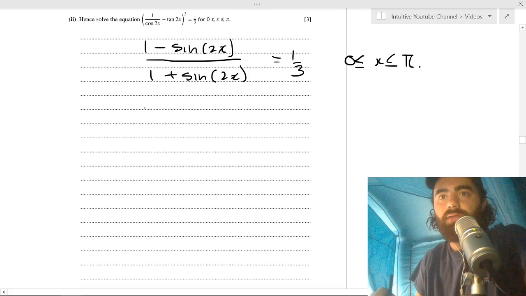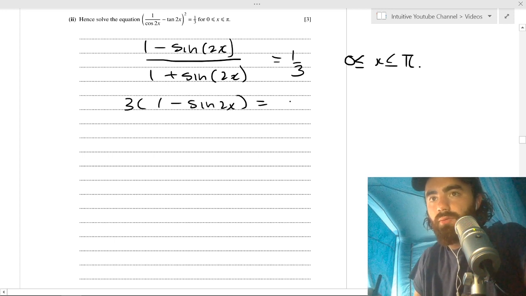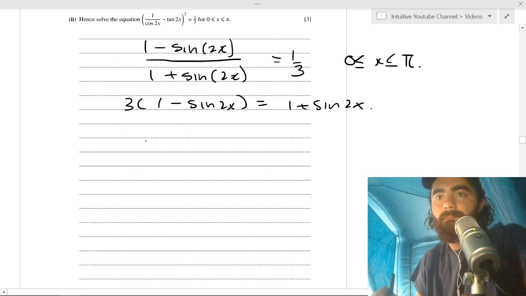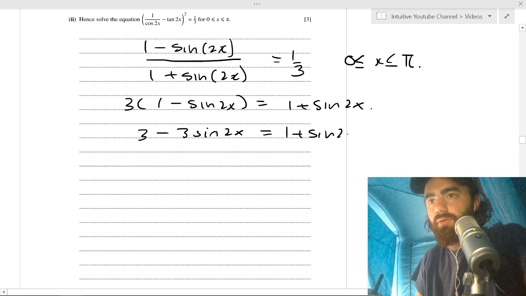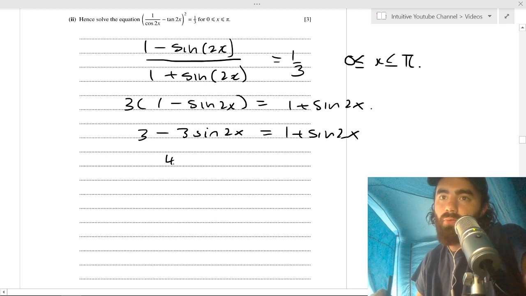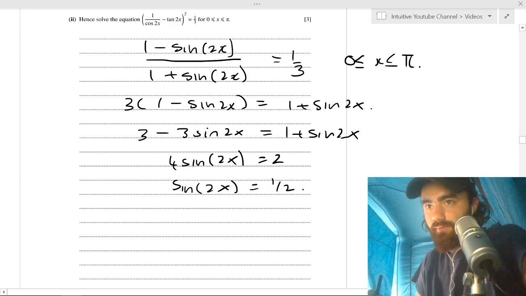So now we can just solve this. We get 3 times 1 minus sine of 2x equals 1 plus sine of 2x. So that gives us 3 minus 3 sine of 2x equals 1 plus sine of 2x. Take that over, we get 4 sine of 2x equals 2. So our sine of 2x equals half.